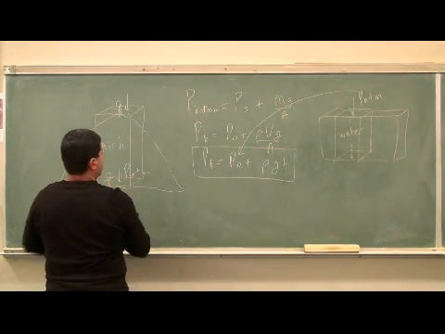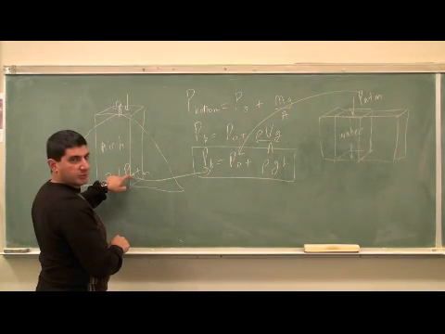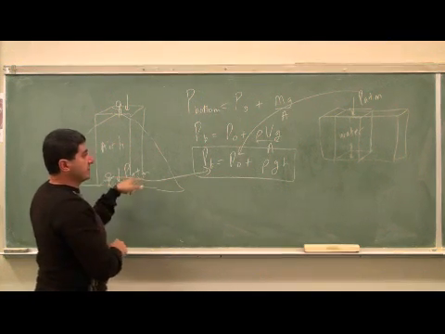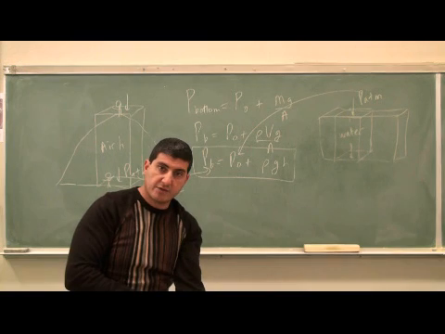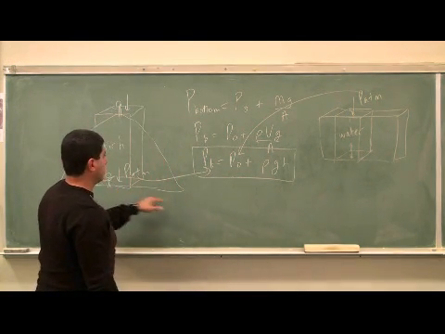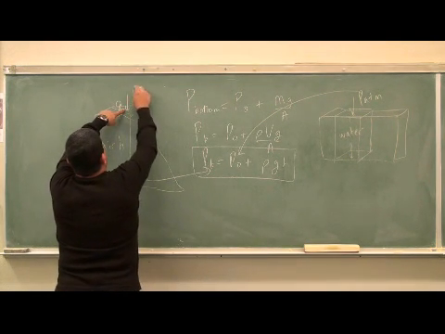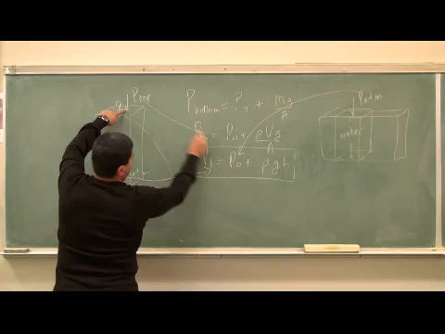Well, now P atmosphere will now be P bottom, you see? Because now it's at the bottom of the fluid. Before, P atmosphere was at the top of the water, and I wanted to know the pressure at the bottom of the water. Now P atmosphere is the bottom, and then the P top is like your P0.